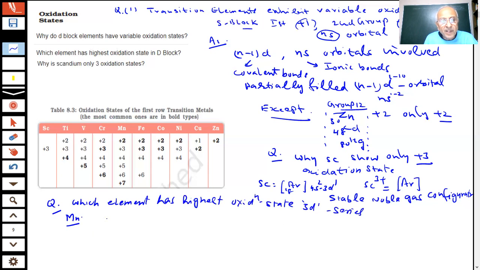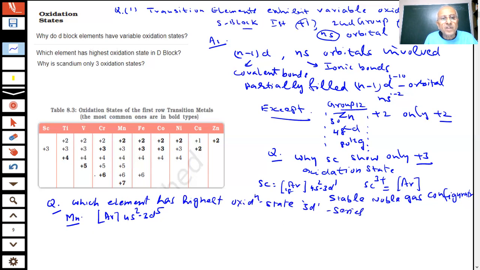What is the electronic configuration of manganese, students? Manganese is 4s2 3d5. So it shows up to +7 oxidation state. You can see that for manganese there is +2 to +7, students.